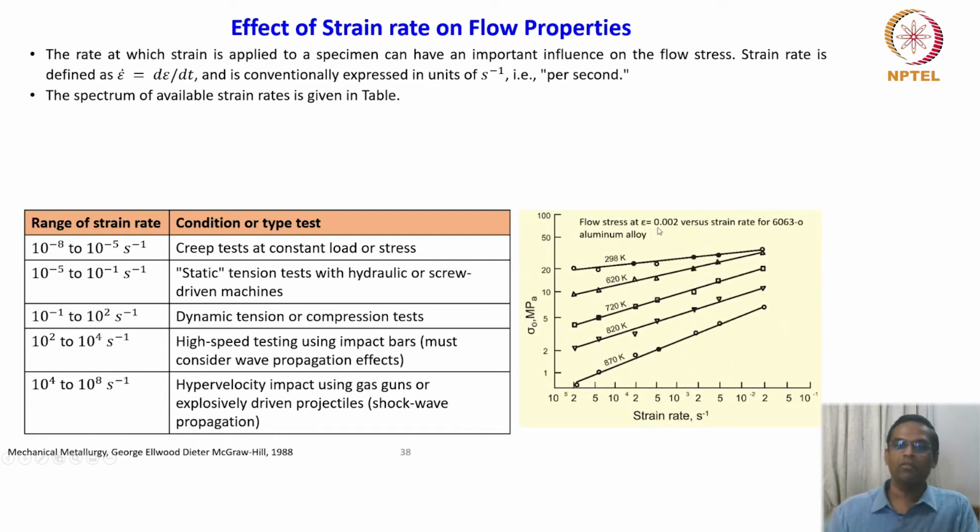This is the flow stress at a strain of 0.02 versus strain rate for 6063 aluminum alloy. You can see the stress versus strain rate at various temperatures. For a given temperature, with increased strain rate, the stress increases. Of course, as the temperature is lowered, the sigma increases. That also we know.